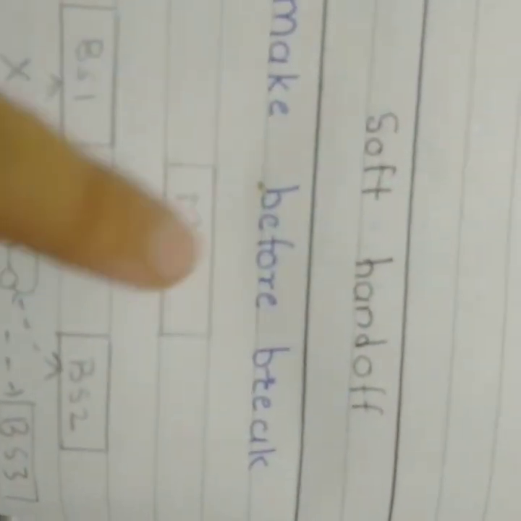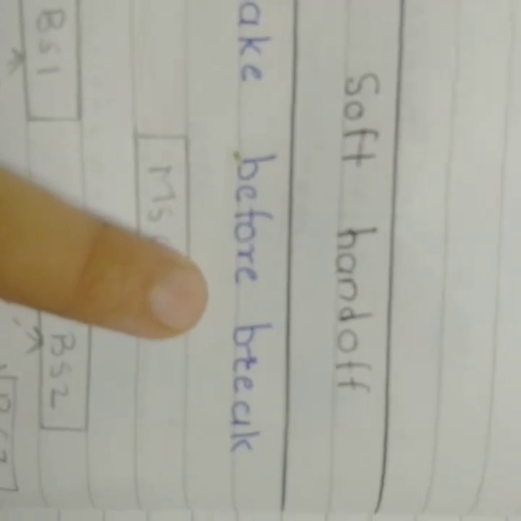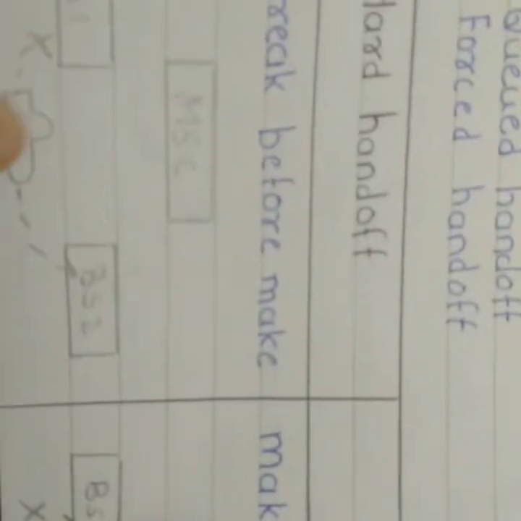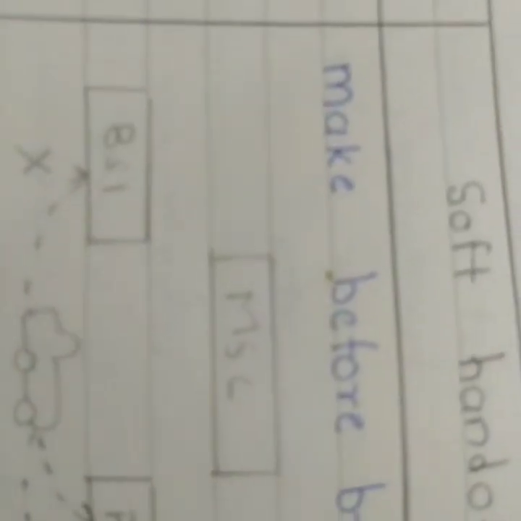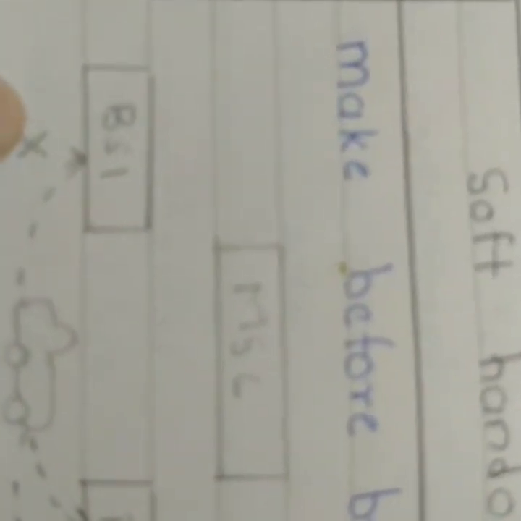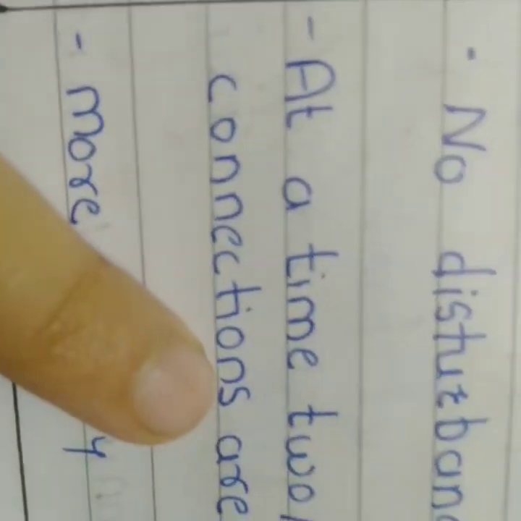Now see soft handoff. What is soft handoff? Make before break. As we saw, hard handoff breaks the connection first. In soft handoff, base station 1 does not get disconnected first. It gets connected to base station 2 or base station 3. After that, it gets disconnected from base station 1. Because of that, there is no disturbance in soft handoff. At a time, two or more connections are present, and it is more costly.